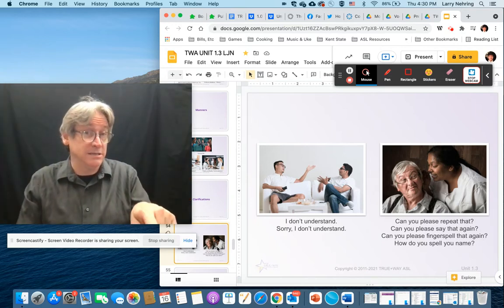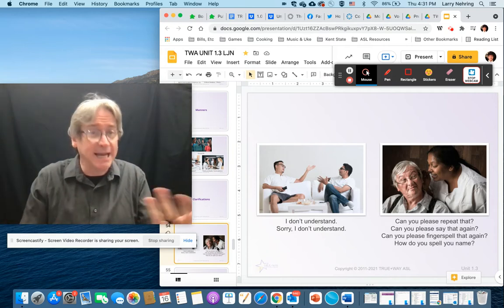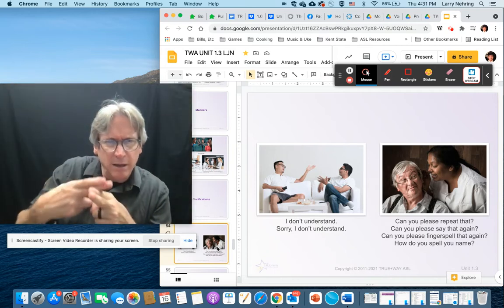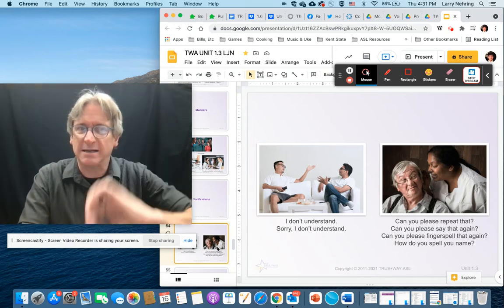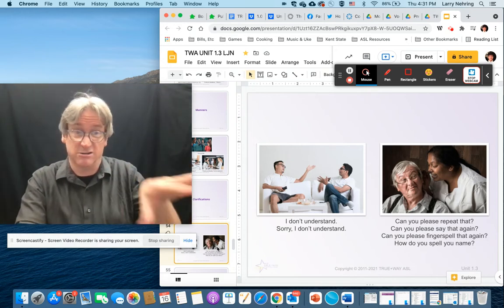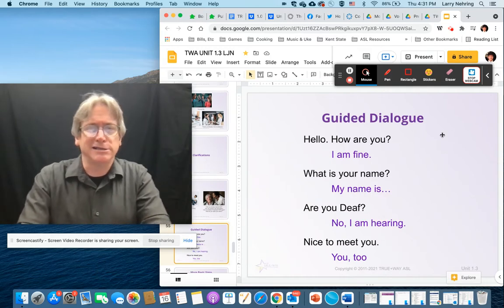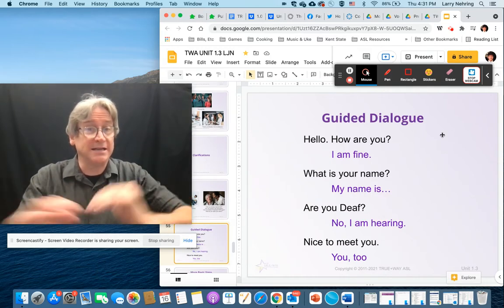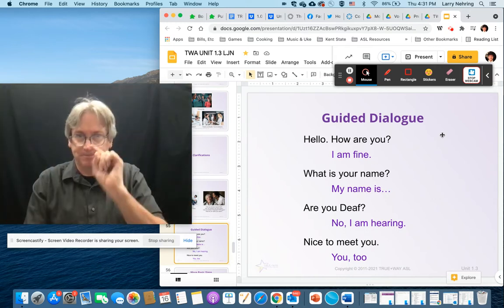That's a good one to practice. We'll do that in the classroom when we do those introductions. I'd like you to stop and go, could you repeat your name? And then fingerspell to make sure everything's clear. Best to practice that one, because when you need it, you want it to just drop nice and easy. So here's a guided dialogue, something to practice. If you practice both sides of this dialogue, then when we get together, it will be easier.